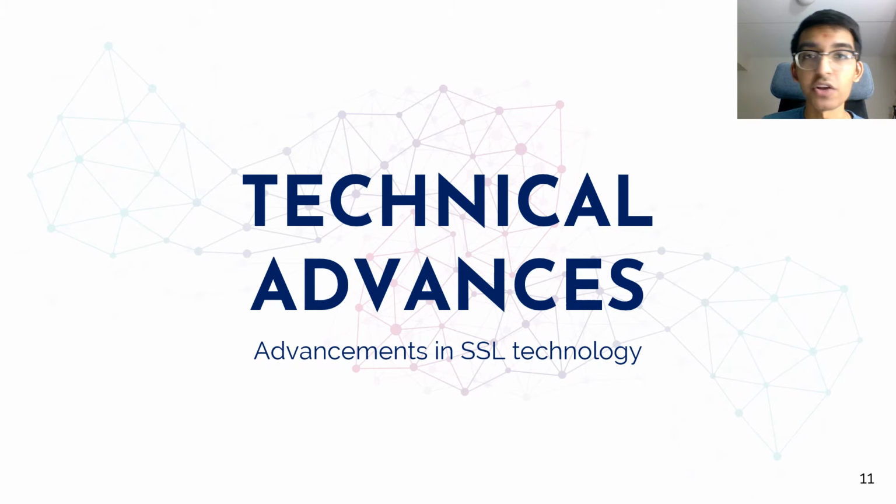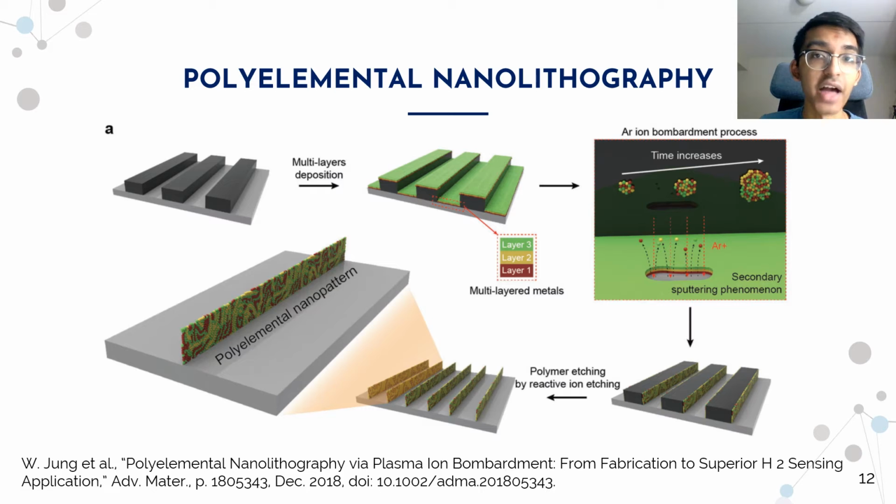To capitalize on these advantages and continue the development of this method, many researchers have built on this SSL technology since 2010. This has led to many significant technical advances in the development of the lithography method. Through leveraging the fact that SSL can be applied to many materials, researchers have also developed SSL-based polyelemental nanolithography, where multi-component pattern nanostructures on the scale of 10 nanometers can be fabricated.